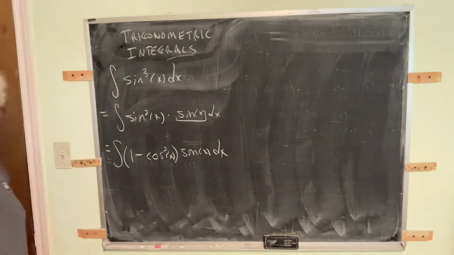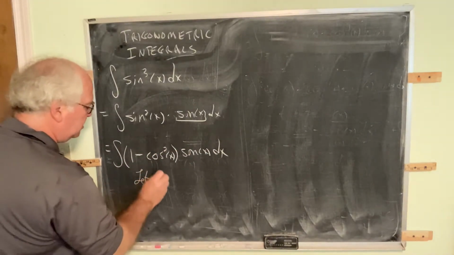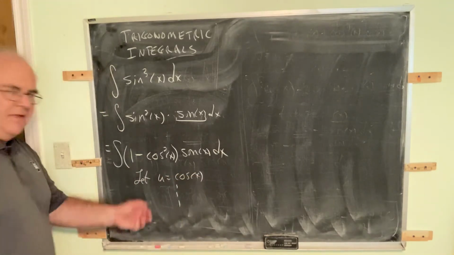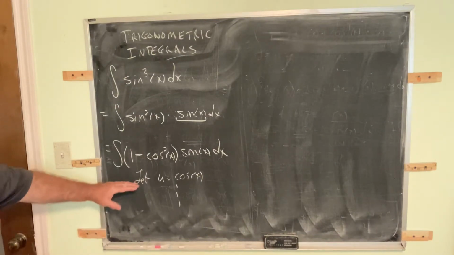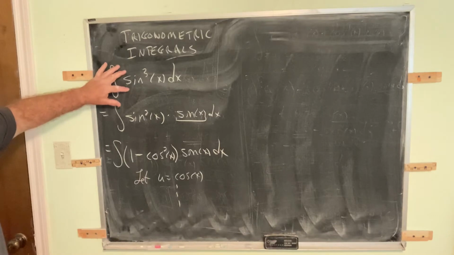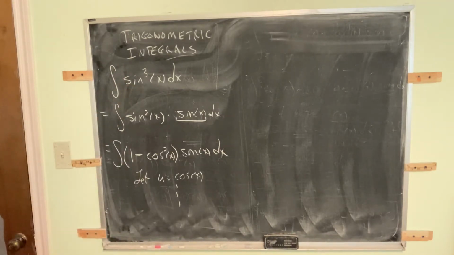And I think you should be able to take that home from here because now this is ready for the u substitution. Let u equal cosine of x. And that follows straight through. You gotta be careful with the negative sign here. But that follows through very straightforwardly. So if one of the functions is missing, it's still the same procedure so long as this exponent is odd.